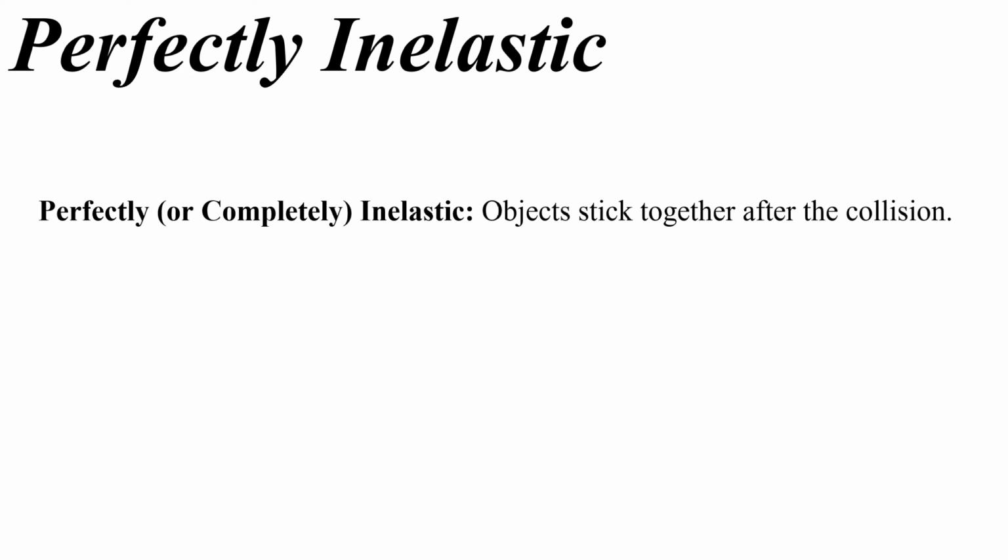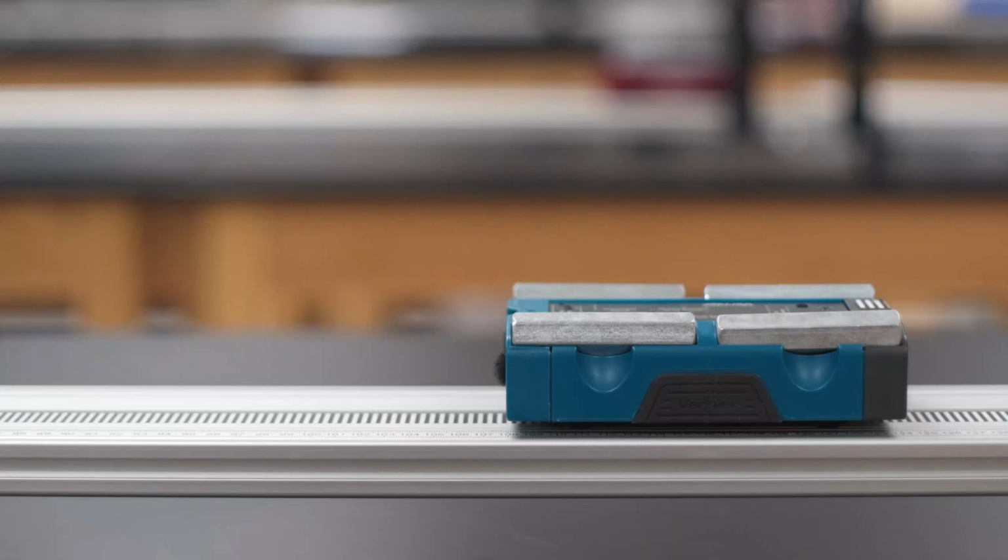In this video, we're going to talk about perfectly inelastic collisions, which are sometimes called completely inelastic collisions. A perfectly inelastic collision is one where the objects stick together. That's it. It's very simple. Let's take a look at an example of a perfect or completely inelastic collision.